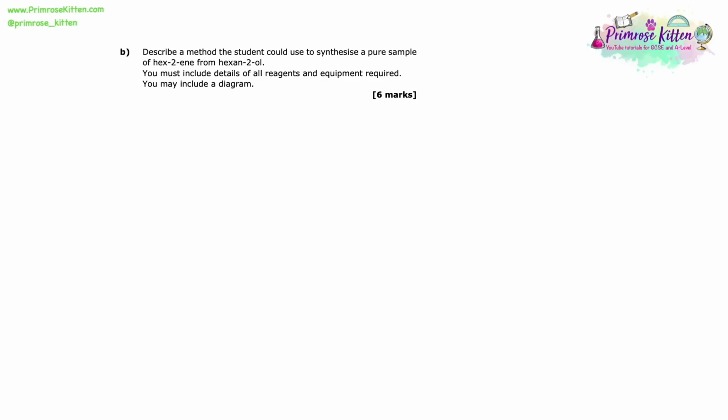So now we've got the big one, the big 6 marker, where we need to describe a method the student could use to synthesize a pure sample of hex-2ene from hexane-2ol. Here we're asked to include all the details of the reagents and equipment required, and we can use a diagram if we need to. So I would say in this question there's going to be 2 key aspects to it. The first is just the method that we're going to use at all to make hex-2ene, and secondly how we purify that sample. Because notice the question didn't just ask for any old sample, it wants a pure sample. Now because this is one of those 6-mark questions, we're not going to get 6 marks for 6 points. No, we need to make sure to get 6 marks we give a very full, logical method that covers both the synthesis side and our purification steps in its fullest detail.